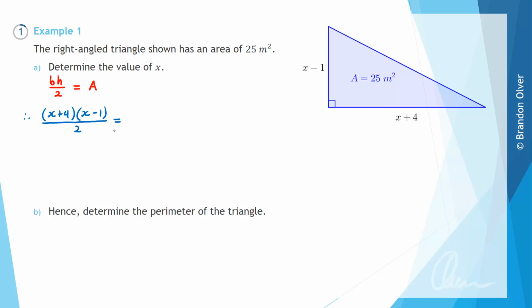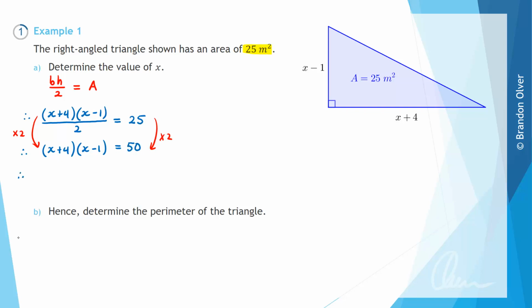For this question, the area is 25 meters squared, so we can substitute that in for A. Now we just need to solve this quadratic. We're going to end up with x plus 4 multiplied by x subtract 1 is equal to, and to get rid of that divide by 2, we multiply both sides by 2. So that makes this equal to 50.